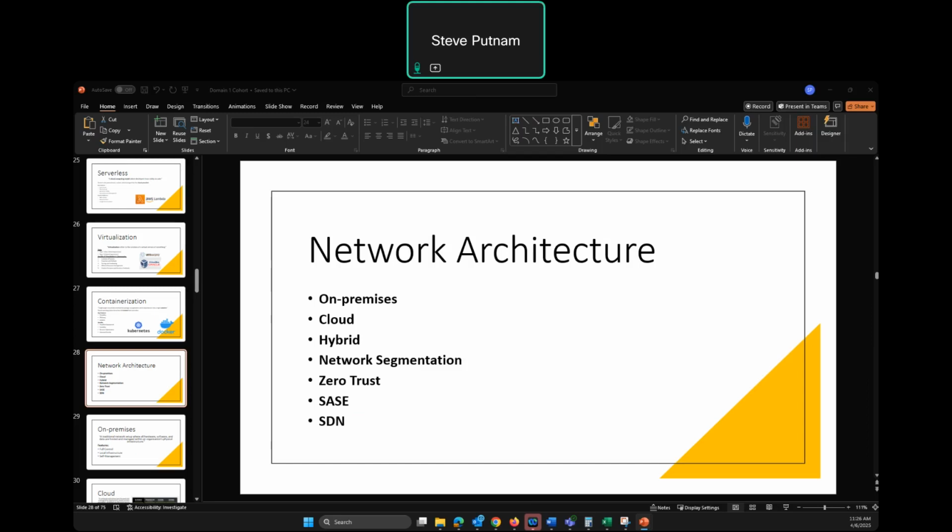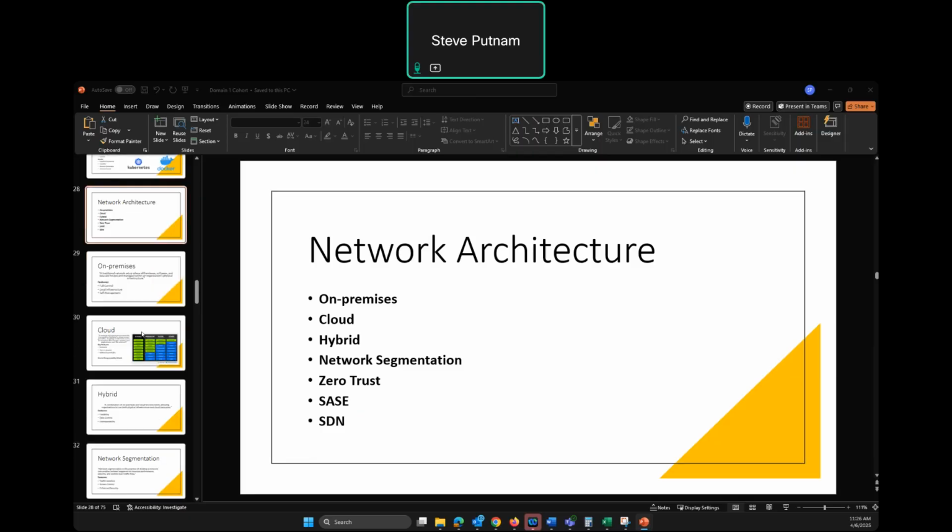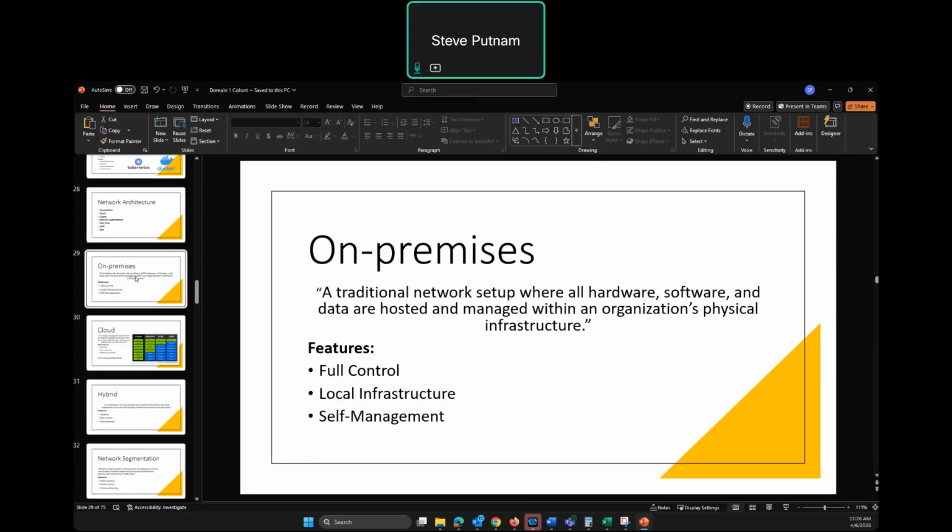Network architecture is essentially the design and structure of your network. So it encompasses the hardware, the software, the protocols, the policies. A robust architecture ensures security, scalability, and efficiency in data communication. So let's look at each one of these in a little more depth.